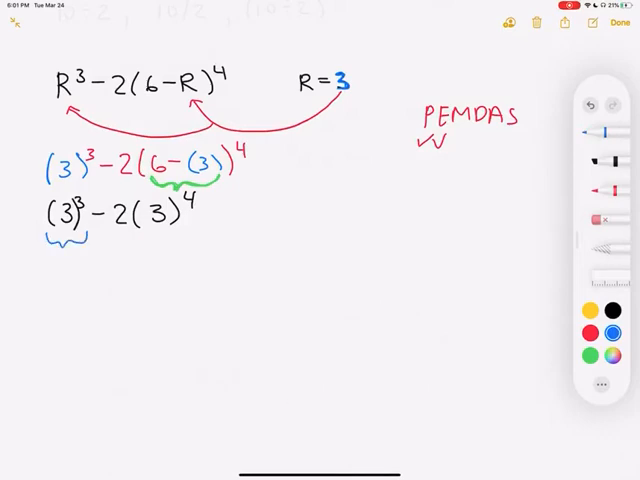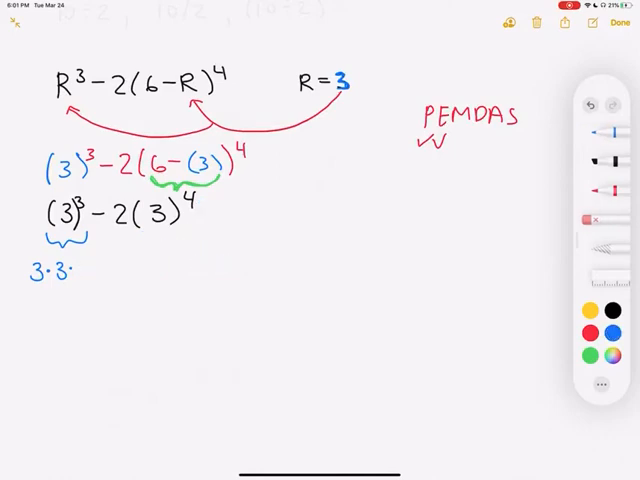A common mistake is that people say this is 9, they multiply 3 times 3, but this is not what an exponent means. An exponent means repeated multiplication. So what this means is that I'm taking 3 and multiplying it times itself 3 times, because that's my exponent. On the other operation, I'm going to take 3 and multiply it times itself 4 times, because my exponent is the number 4. This is what the exponents mean, and this is the operation that I'm going to do.